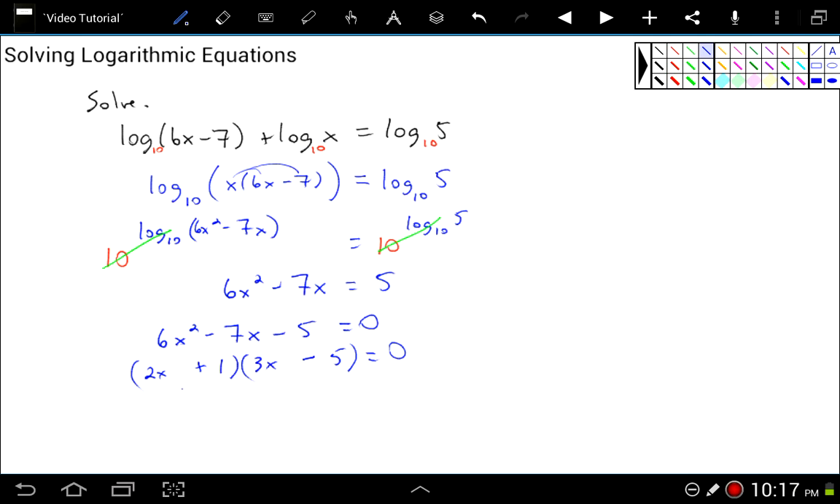Now two things multiply to be 0, so one of those two things has to be 0. So x equals negative 1/2, or x equals 5/3. And all that would be left to do is to check those, and I'll leave it to you to check that negative 1/2 does not work, but 5/3 does in fact work. So there are three good examples of solving logarithmic equations using the property of applying a base to undo a logarithm.